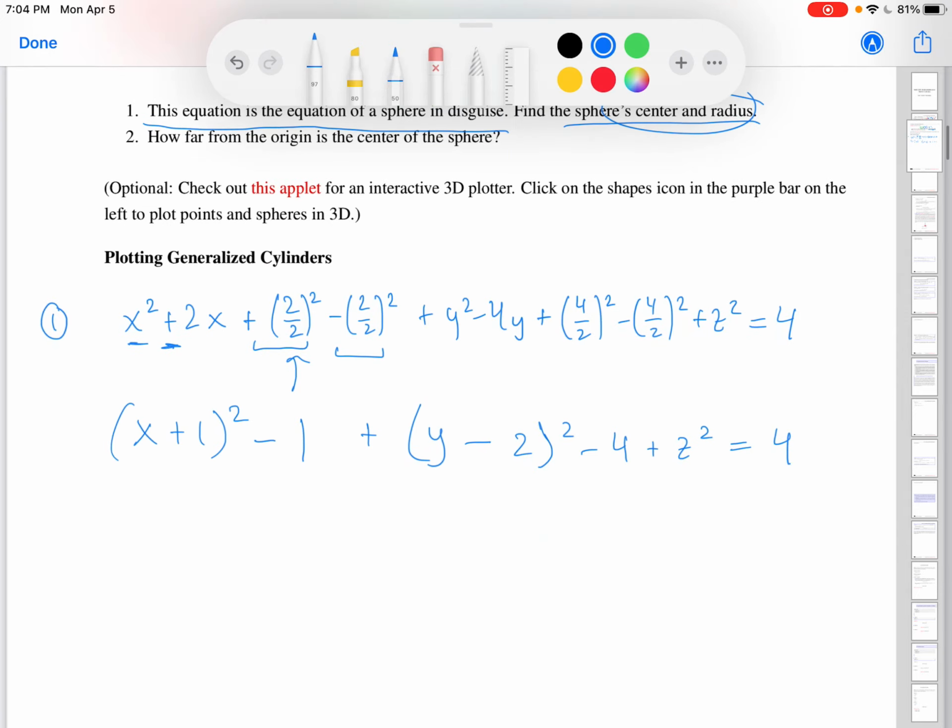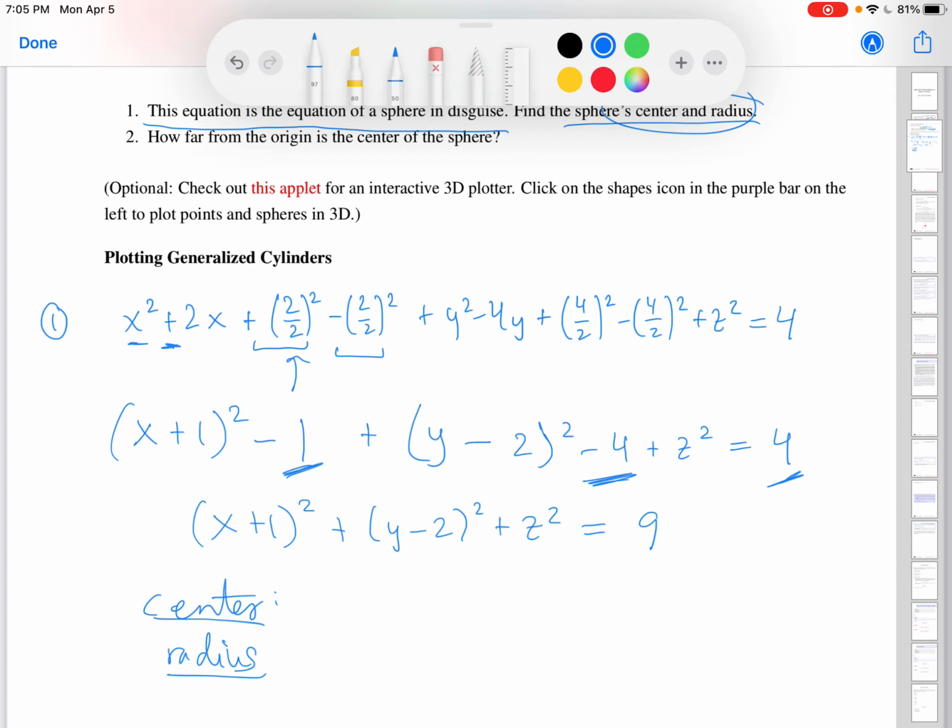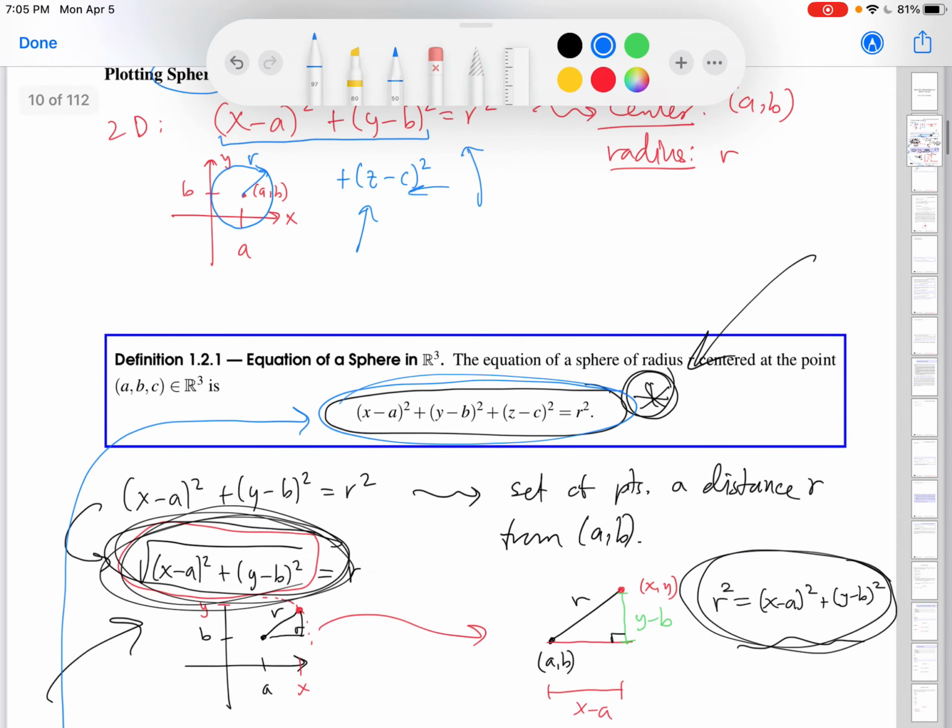So we get here, and then we're almost to the point where we can identify the center and the radius. So what I'm going to do is move all the numbers to the right hand side. So I'm going to add 4, I'm going to add 1, that's 5, plus 4 gives us 9. Okay, so you might be able to see here the center and the radius. I'm going to scroll up really quick to remind you how to read these off.